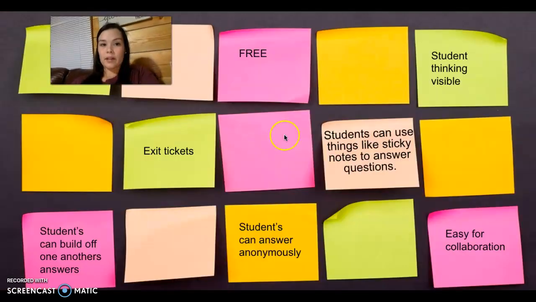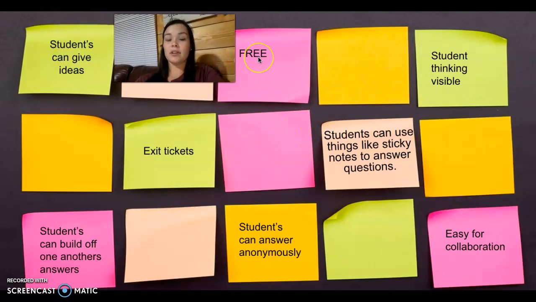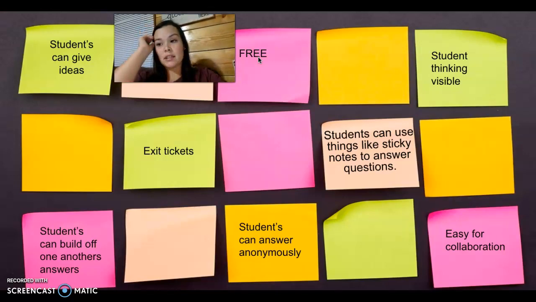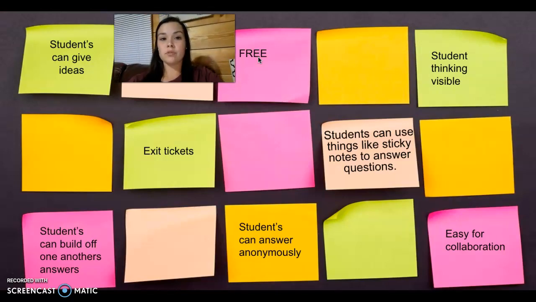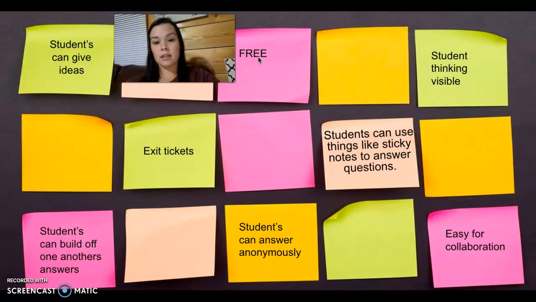So I've got a couple of sticky notes that just say some different things. First of all, it's free, which is a great thing, especially since students don't have to pay for it and teachers don't have to pay for it. It shows students' thinking visible, so you can actually see how they are thinking and how they would do certain things. Students are able to build off one another. If they see one person answer the question, that might get their wheels turning, and they're able to answer the question and actually build off what somebody else says.